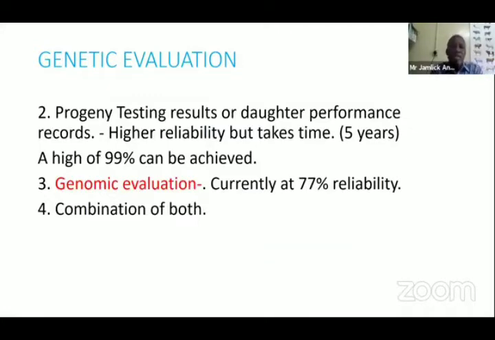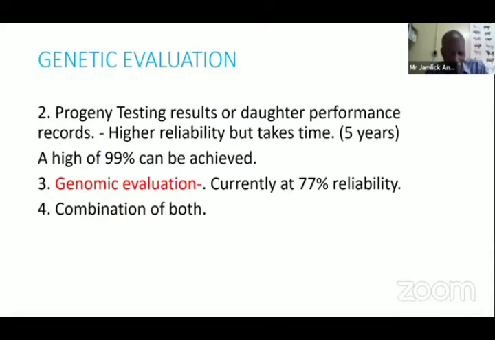Therefore, when the progeny test result of the daughters' performance comes in, you have more confidence to say, if I use this particular sire, this is what I'm going to get, because the reliability goes higher. It can go as high as 99%, depending on the number of daughters involved in that study and the distribution, how many herds are there, because herds have different managements, and you want to see how the daughters express themselves in different environments, because environment plays a key role in determining the genetic merit of an individual.